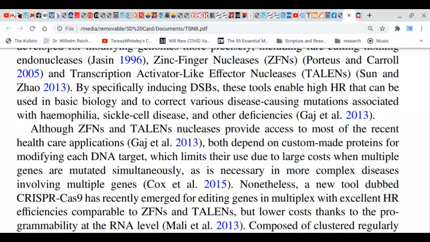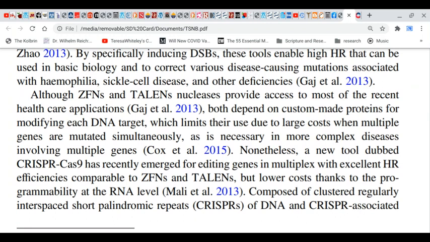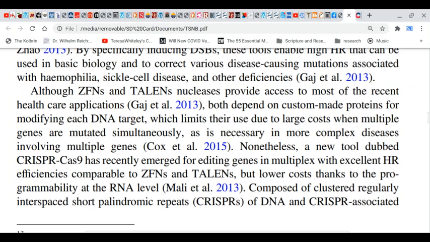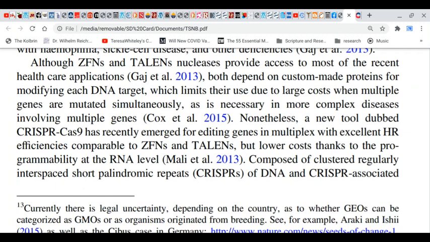Although ZFNs, or zinc finger nucleases, and TALE nucleases provide access to most of the recent healthcare applications, both depend on custom-made proteins for modifying each DNA target, which limits their use due to large costs when multiple genes are mutated simultaneously, as is necessary in more complex diseases involving multiple genes. Nonetheless, a new tool dubbed CRISPR-Cas9 has recently emerged for editing genes in multiplex with excellent HR efficiencies comparable to ZFNs and TALENs, but lower cost thanks to the programmability at the RNA level.